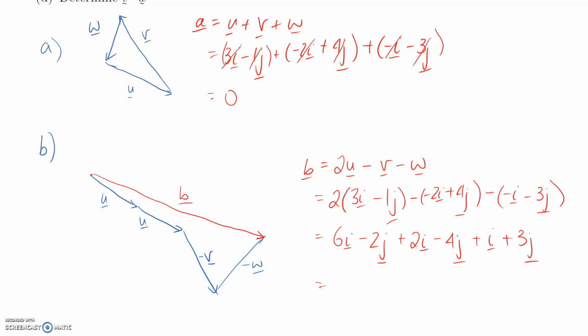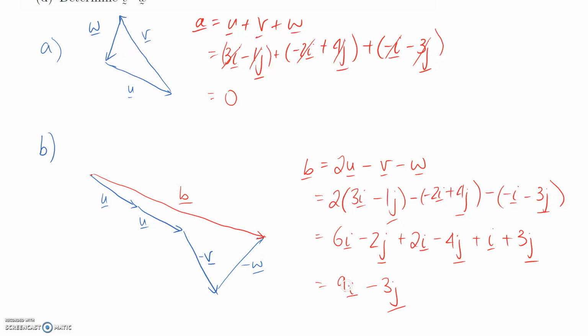Alright, so now we just need to collect the i's together and the j's together. Starting with i's, we've got 6 plus 2, that gives us 8, plus another 1, that gives us 9. And then for the j's, we've got -2 minus 4, that leaves us with -6, plus 3, that's going to leave us with -3. And if we have a look at our sketch and try and relate this to our sketch, it kind of looks like it should.